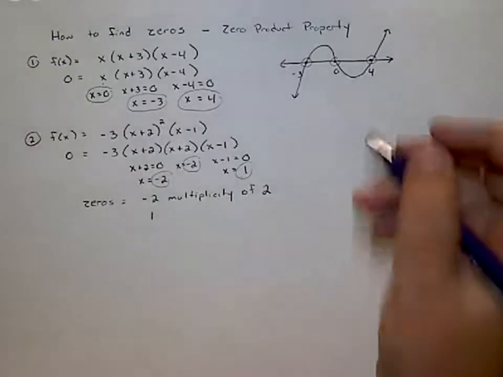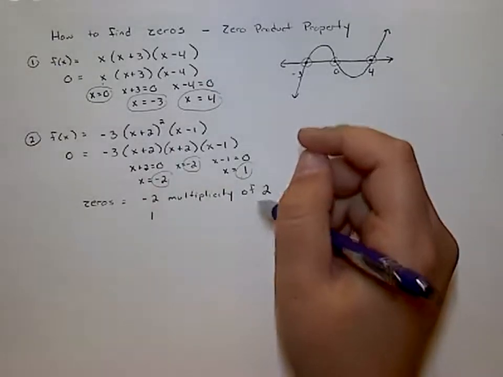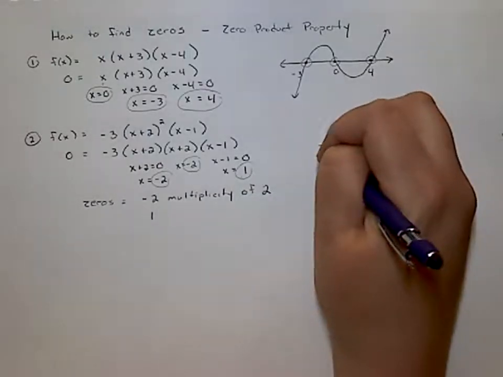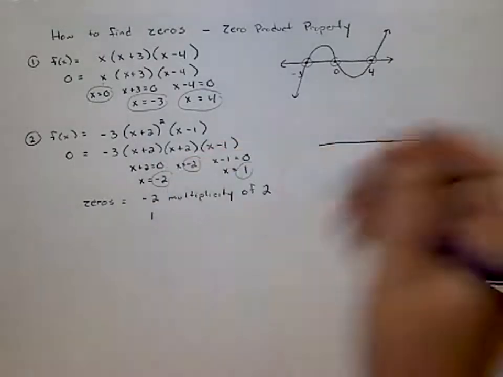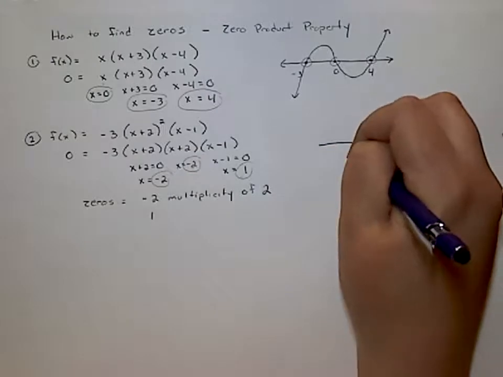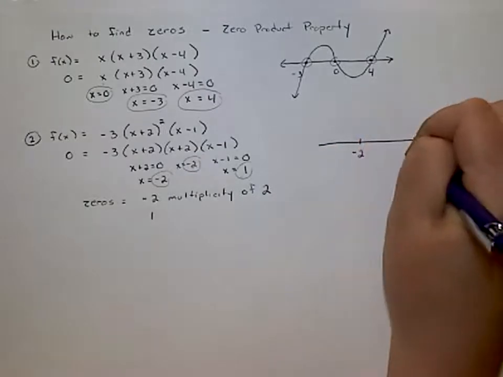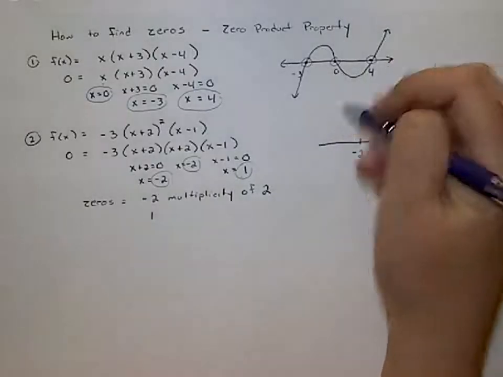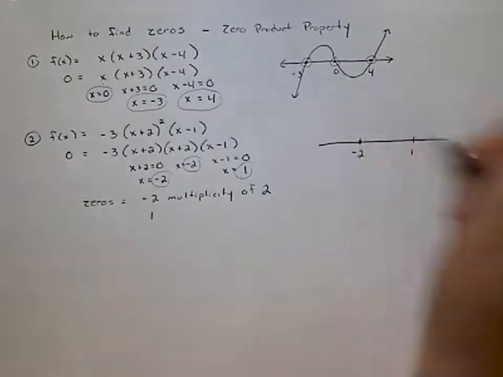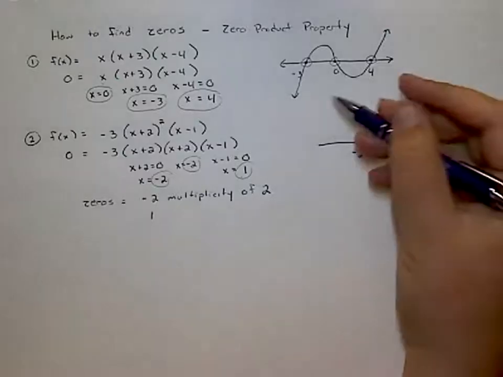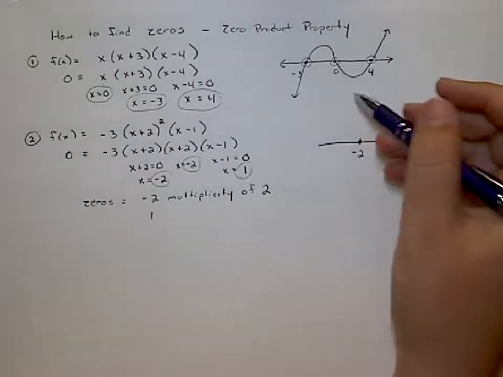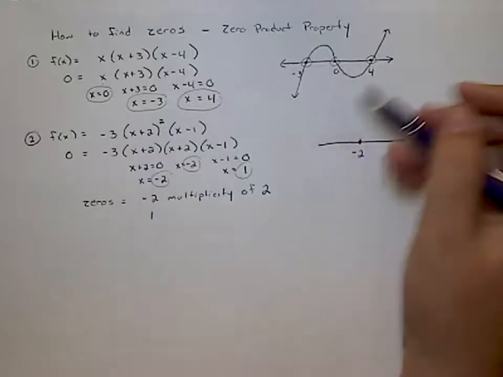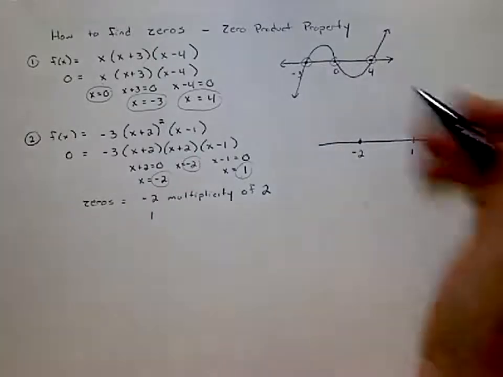So what does that mean? What does it mean when you have a multiplicity of 2? Does it react differently? Yes, it does. So we have zeros of negative 2 and 1. A multiplicity of 2 means that we are going to bounce off the x-axis. We are not going to cross it like we do with multiplicities of 1. We're going to bounce off of it.